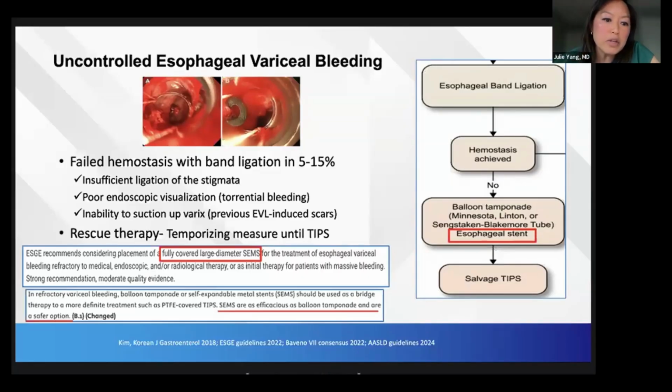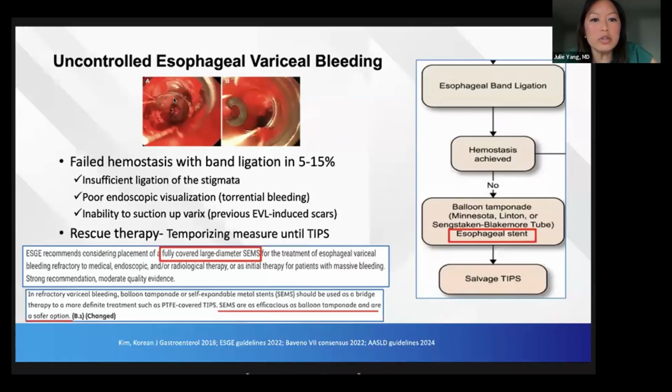And same thing, if patients have had varices ligated and they've come for obliteration, but then they come back for bleeding later on, in that area, it's all going to be scarred down, and we've seen that, and you just can't suck up the varix to get a band ligation around it. So these are scenarios that you have seen, where you're in a pickle and you have failed ligation. Your rescue therapy is that you need to temporize the bleeding until you can get to definitive therapy, which by and large is going to be TIPS.